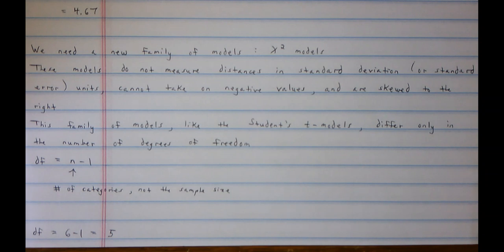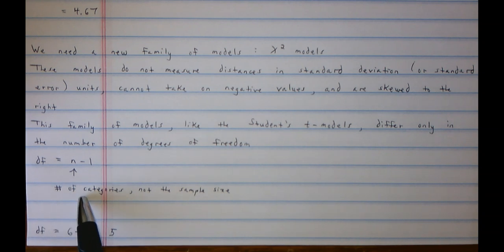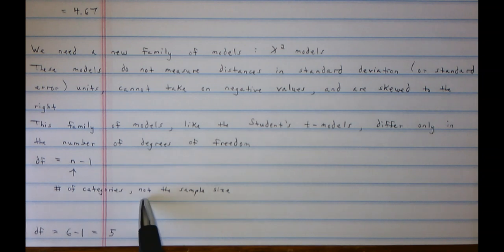The family of chi-square models, like the student's t-models, differ only in the number of degrees of freedom. Here's how we compute that. We take n, which is now the number of categories for our categorical variable, minus 1. So we're not using the sample size. For the die rolling example, the number of categories is 6, so we have degrees of freedom equal to 6 minus 1, or 5.